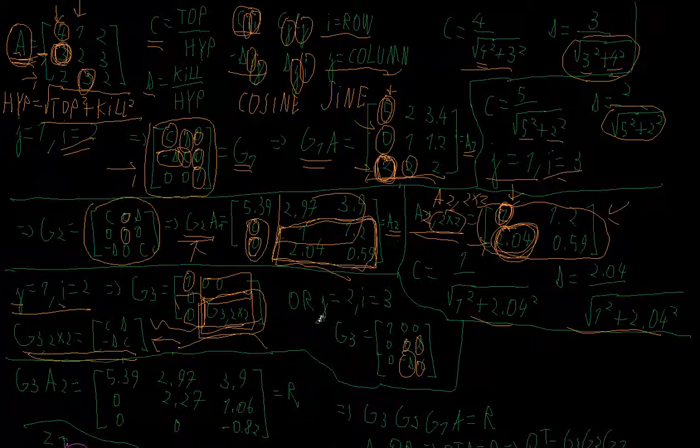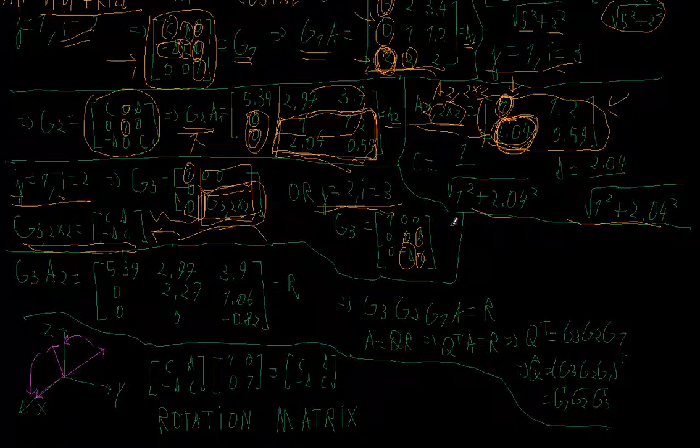Otherwise, you can do it like that. You consider the element of this submatrix that you want to kill, but inside the original matrix, so at the place inside the original matrix, and then you find your J and your I accordingly. I hope you understand what I'm saying.